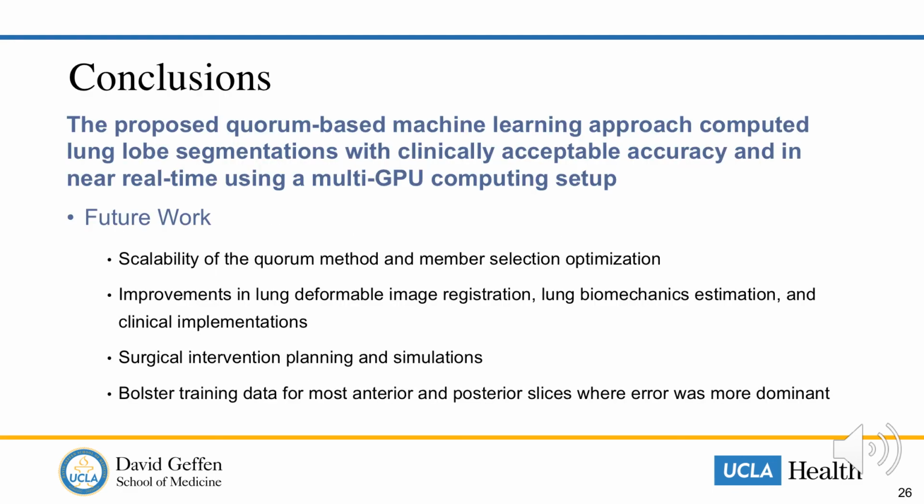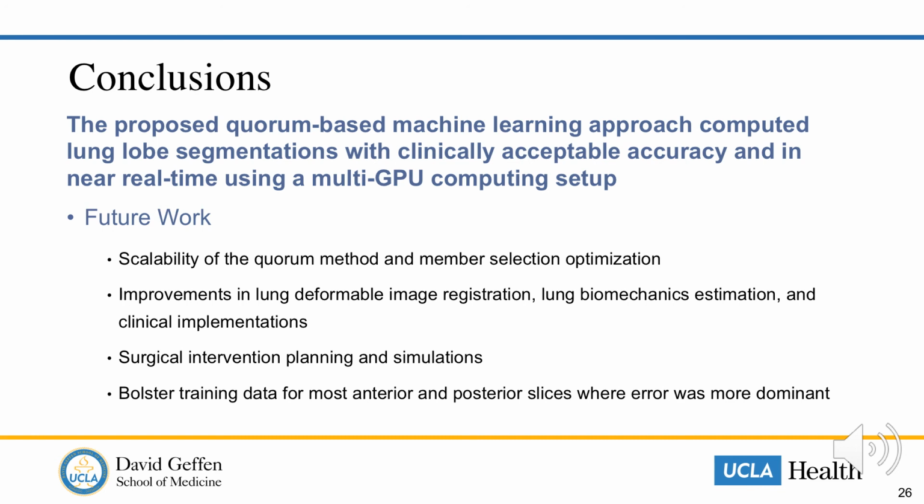In conclusion, the proposed quorum-based machine learning approach computed lung lobe segmentations with clinically acceptable accuracy and in near real time using a multi-GPU computing setup. Future work will include testing the inherent scalable nature of this approach by introducing more quorum member networks, member network selection protocols, and testing of different voting techniques and criteria.